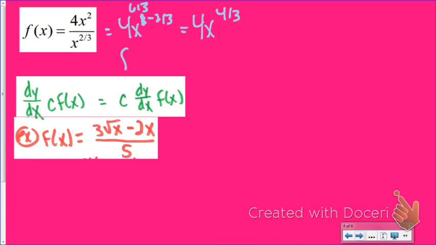Then if I want to find my derivative, I can just use the power rule. So I multiply by the exponent, and I subtract 1 from the exponent. I know the 1/3 power is the same thing as the cube root.